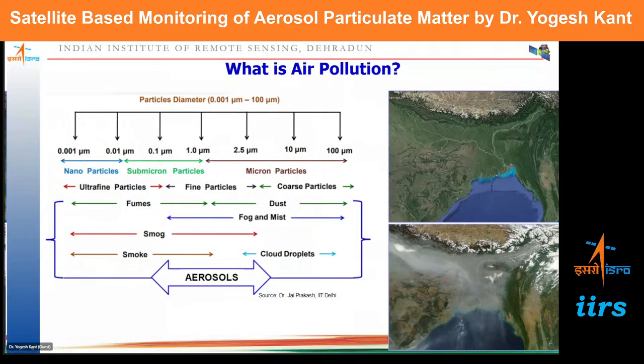PM is a generic term, particulate matter, and generally it is used for particulate pollution. It is a heterogeneous mix of discrete liquid or solid particles suspended in the air. It's a complex mixture where solid particles mix with liquid droplets in the atmosphere. The mixture can have nitrates, sulfates, carbonaceous material, dust, and metals. It's a complex mixture of all this, and these are segregated only by the particle sizes.